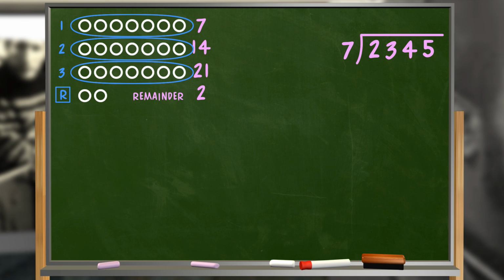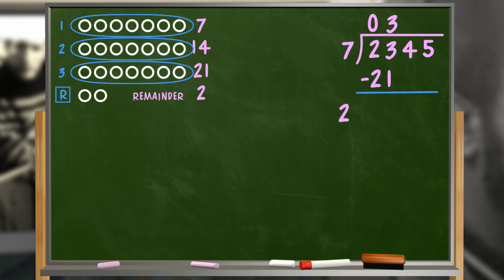Now, let's go back to the original problem. 2,345 divided by 7. I try to divide the 7 into the thousands place, which is the 2. Can I put 7 into the 2,000th place? No! So I move to the hundreds. 7 into 23. We have 3 groups. Therefore, 7 can go into 23 3 times. 3 times 7 is 21. And as you can see, we have 2 circles left, so our remainder is 2.